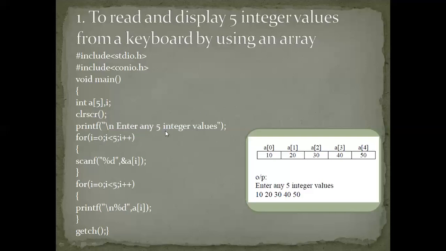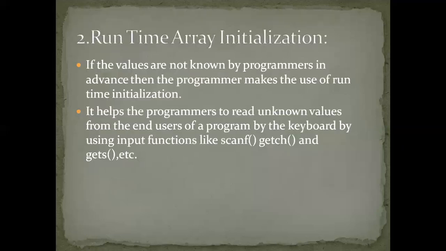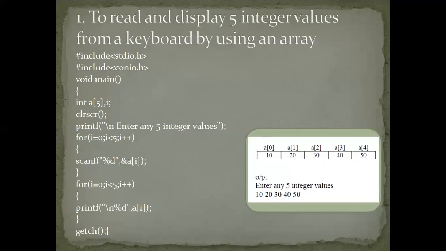Imagine that, okay, enter any 5 integer values. I'm going to enter 5 values from the keyboard: 10, 20, 30, 40, and 50. Remember this, these 5 values the user is going to give. So 10 will be in the a[0] position, 20 will be in the a[1] position, 30 will be in a[2], 40 will be in a[3], and 50 will be in the a[4] position. So that is why the index value we have taken is from 0 to 4. Understood? So this is a simple example for which kind of initialization? Runtime array initialization.